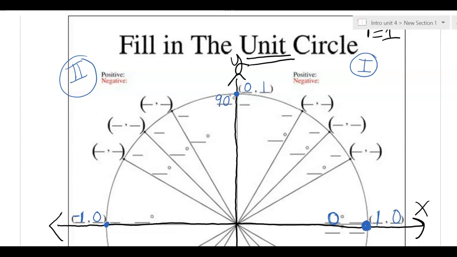And what would the degree marker be over here at this position that was described with -1, 0? 180. Is that okay with everyone? All right.